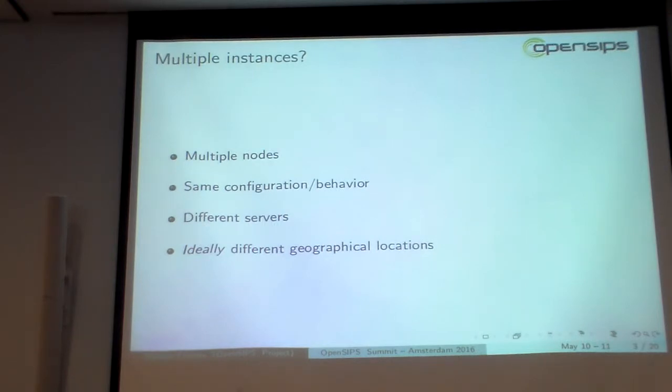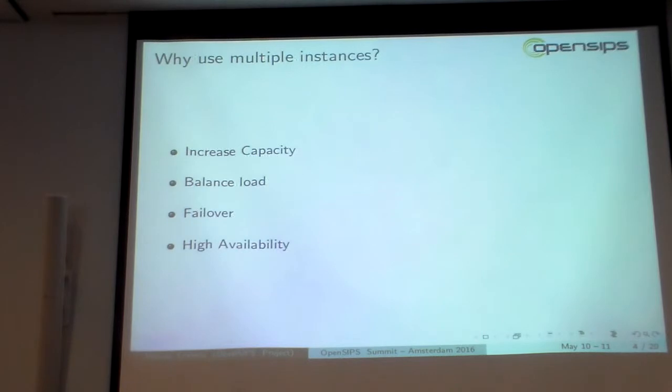Let's see, what are multiple nodes? It's basically multiple nodes that do the same thing, have the same configuration, but we keep them on separate servers, and ideally they should be in different locations. Why would we use that? In order to increase capacity, to do load balancing, for failover and high availability. I bet you all know why we would use multiple nodes in order to scale.